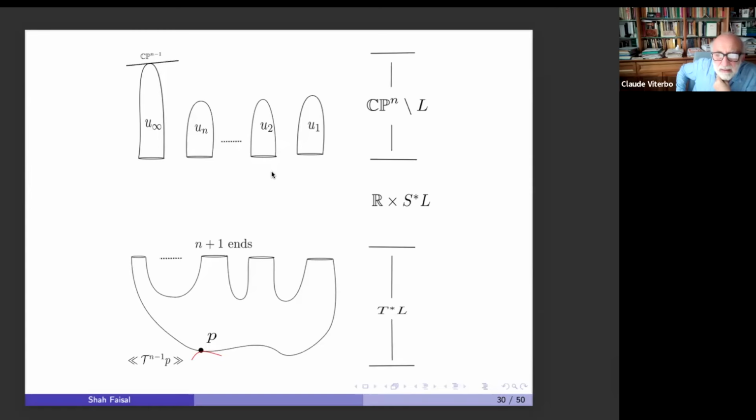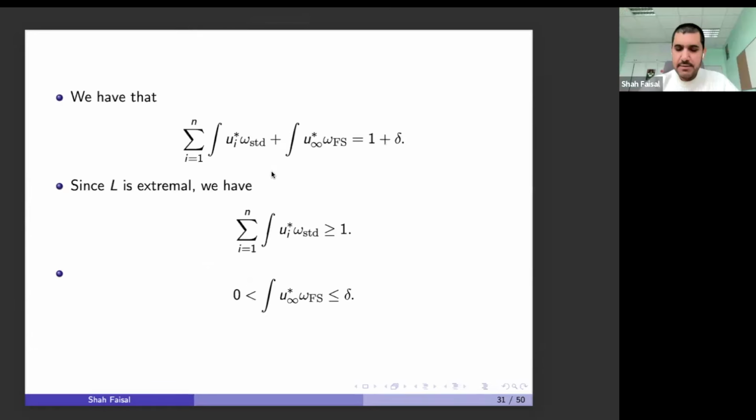So then I go to this estimate. If I have more than n, then it leads this guy to have negative area.